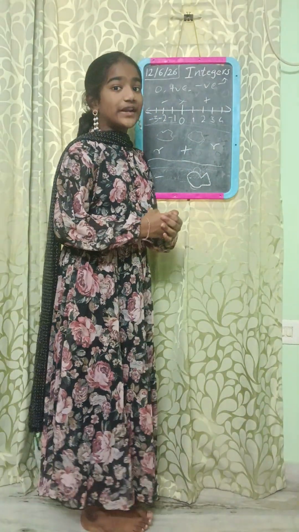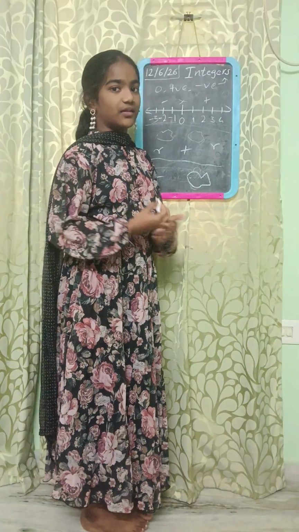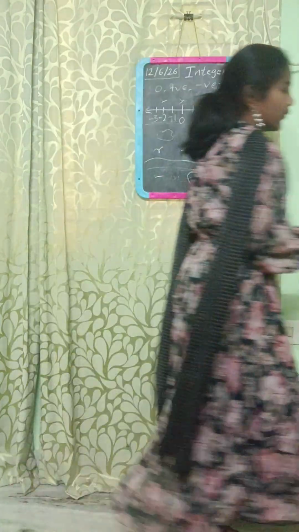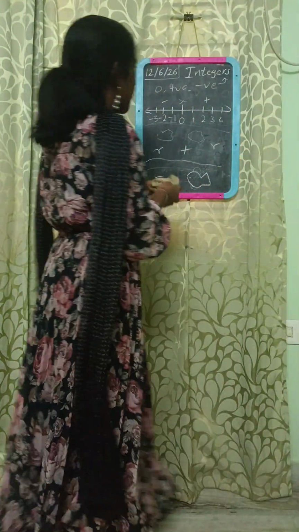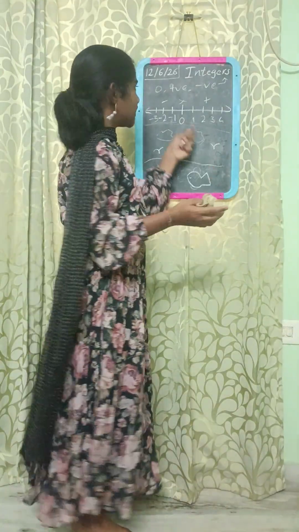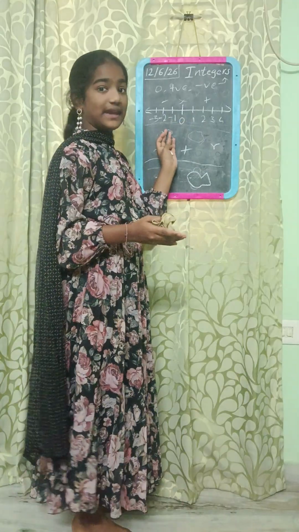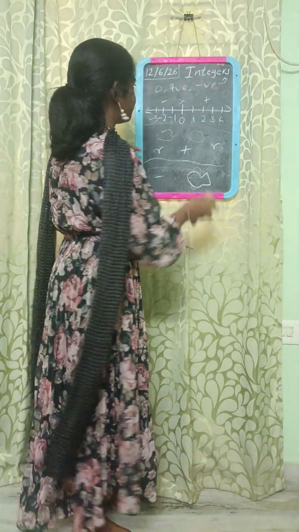So let us now see the greater numbers and lesser numbers. We have comparisons on normal numbers, right? In that way, we also have comparisons on integers. So let us go with that. I hope you understood about positive, negative and 0, the representation on the number line, and the daily life example.